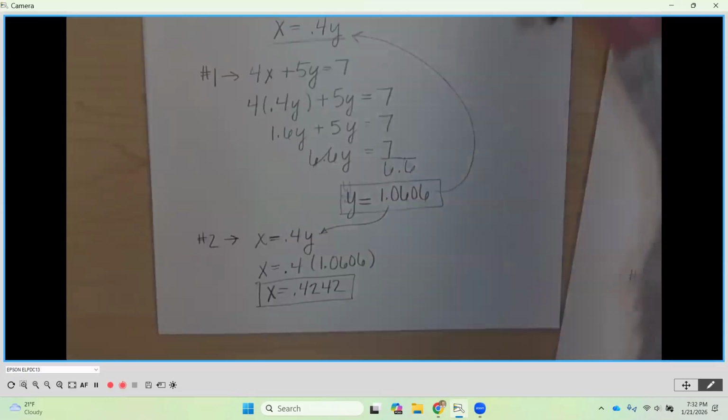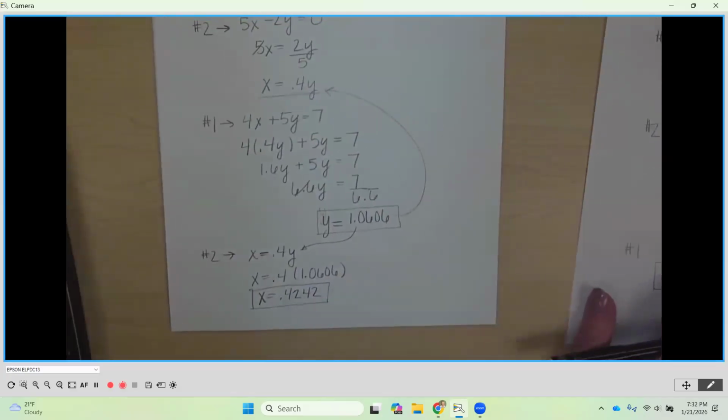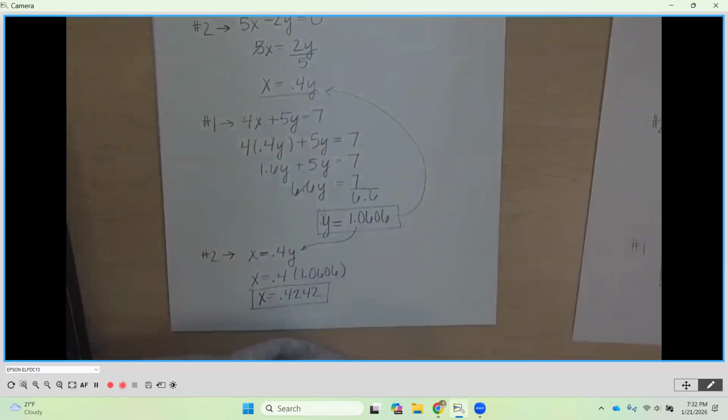All right, substitution method. Questions on that? Do you guys remember doing this at some point along the way? Yeah. And we'll get to do it more.